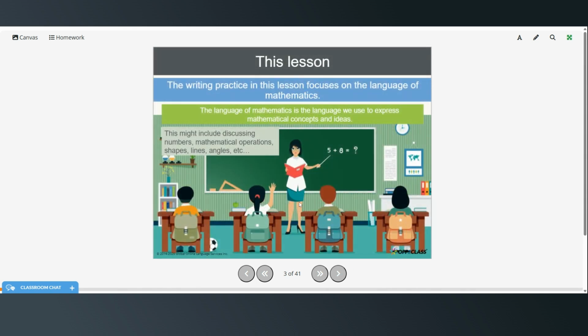So the writing practice in this lesson focuses on the language of mathematics. The language of mathematics is a language we use to express mathematical concepts and ideas. This might include discussing numbers, mathematical operations, shapes, lines, angles, etc.